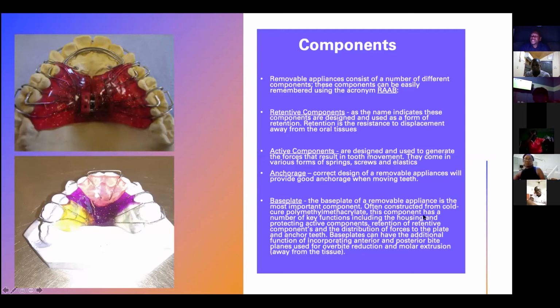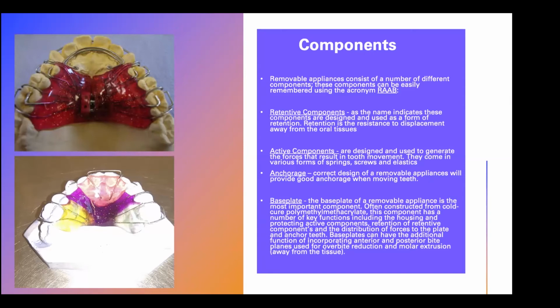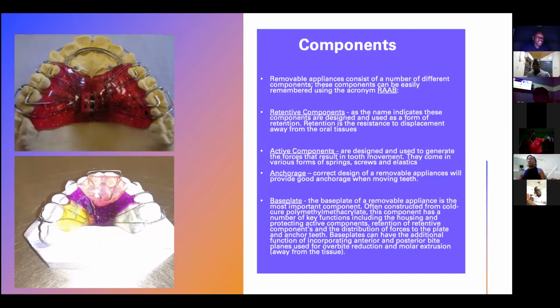The base plate of removable appliances is the most important component, often constructed from cold cure polymethyl methacrylate, which is just acrylic. And this component has a number of key functions, including housing and protecting active components, retention of retentive components, and distribution of forces. Essentially, this is an acrylic base plate. Whereas if you make a denture, for example, we get retention from the base plate. For orthodontic appliances, we don't get retention from the base plate.